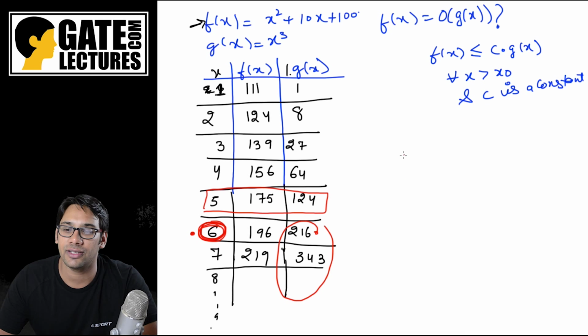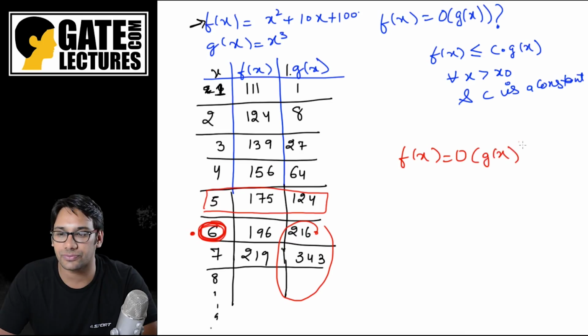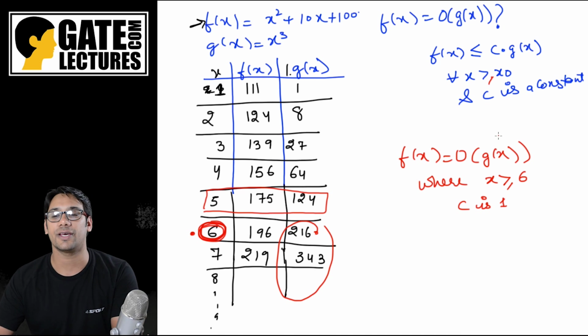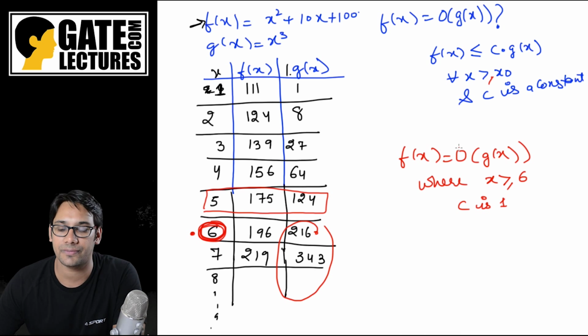Therefore we can say that f(x) is order of g(x) where this x is greater than or equal to 6, okay, and c is 1. So c is a constant, so it is 1. So here we can say that f(x) is order of g(x).